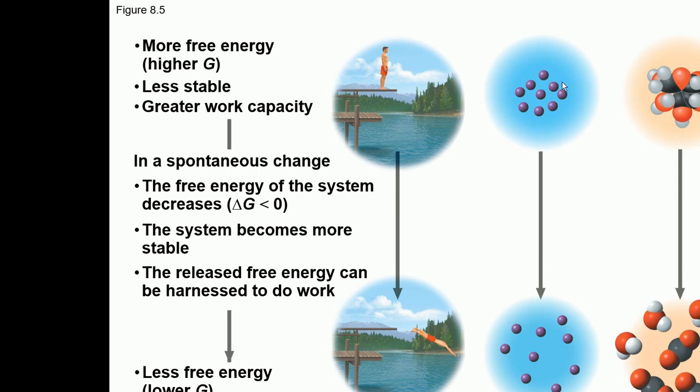And this is a glucose molecule. Because of its structure, it has more free energy and it is less stable, and it gets converted into carbon dioxide and water. In this state, they are more stable but have less free energy.